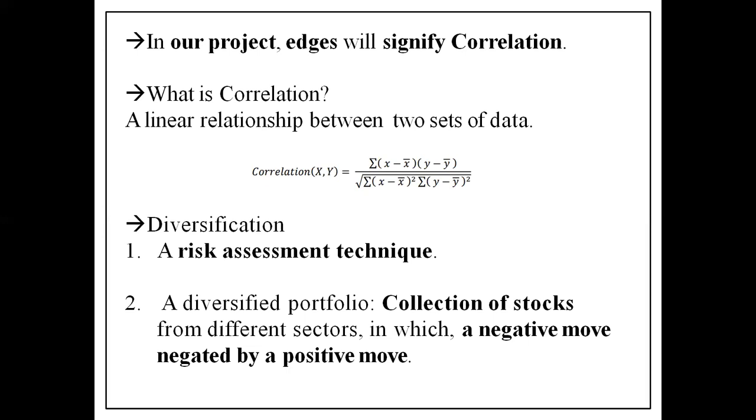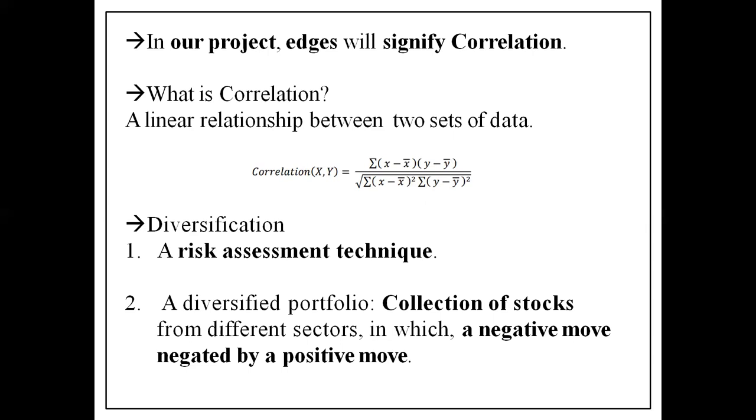Now let's discuss two terms. The first term, correlation. So what is a correlation? It is just a linear relationship between two sets of data. Correlation coefficient, which can be calculated by the given formula, shows how strong or weak the relationship is. Data sets whose correlation coefficient is close to 1 or -1 exhibit a strong relationship, whereas data sets whose correlation coefficient is close to 0 exhibit a weak relationship.